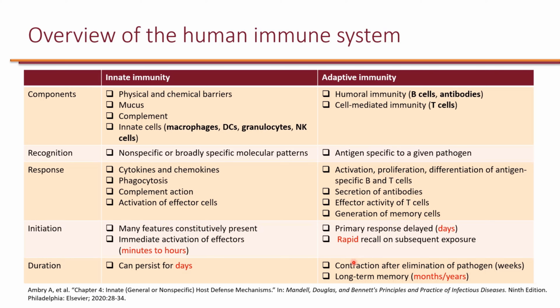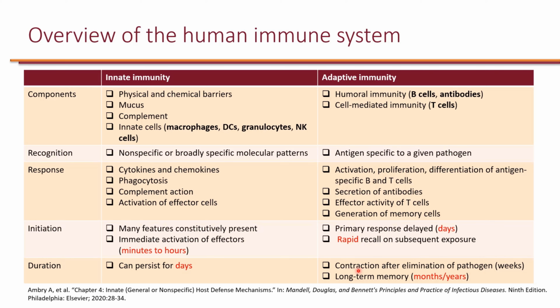Now, once the adaptive immunity clears an infection, there is a contraction after elimination of pathogens that typically happens in a few weeks after the infection is cleared. And what contraction means is essentially, through adaptive immunity, the body will develop a lot of antibodies. And then once the infection is cleared, these antibodies start to wear off. So the levels of antibodies after a few weeks go down to very low levels, and that's called contraction.